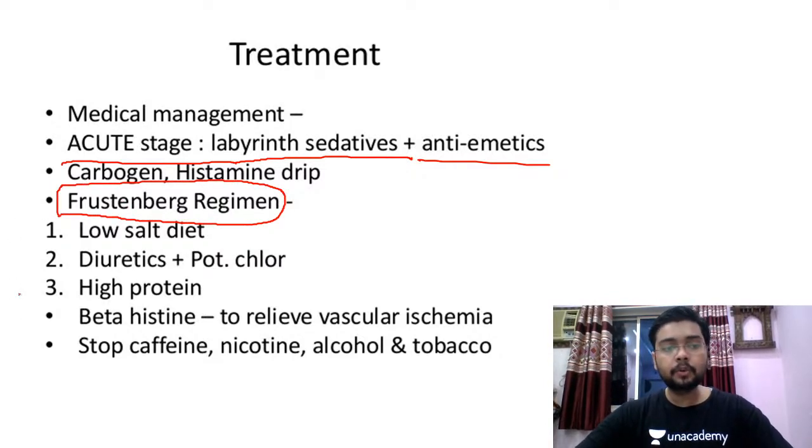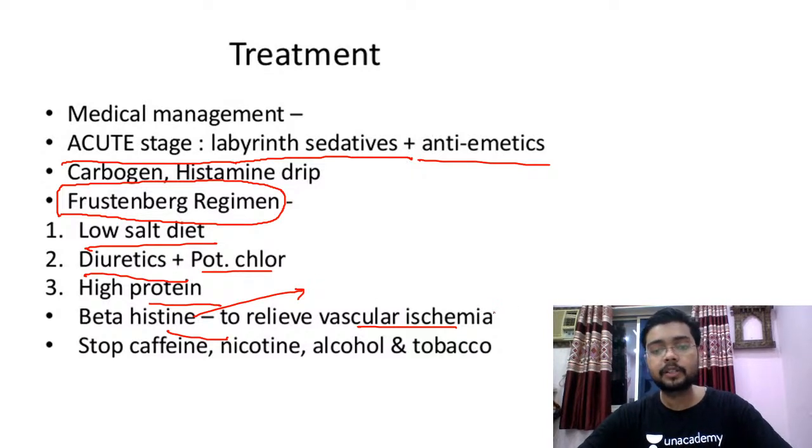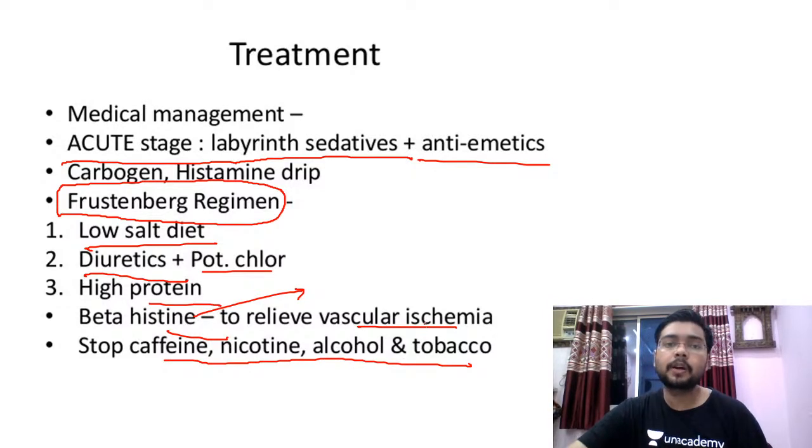So just know what all are there. If you don't know by now, you prescribe the patient a low salt diet, diuretic, potassium chloride, high protein diet, and betahistine to relieve vascular ischemia. Betahistine is a drug which can be prescribed in this to relieve the patient of vascular ischemia. It can also be given in BPPV and others, to relieve and reduce the vertigo. And you will advise the patient to stop caffeine, nicotine, alcohol and tobacco.